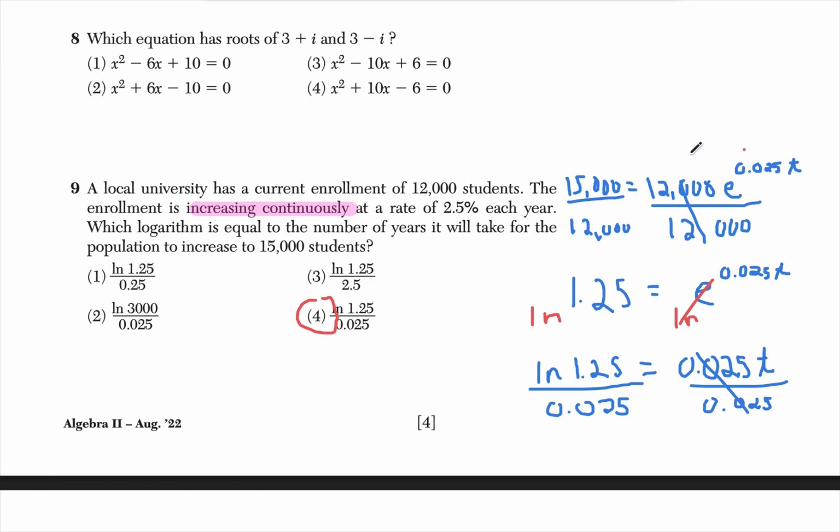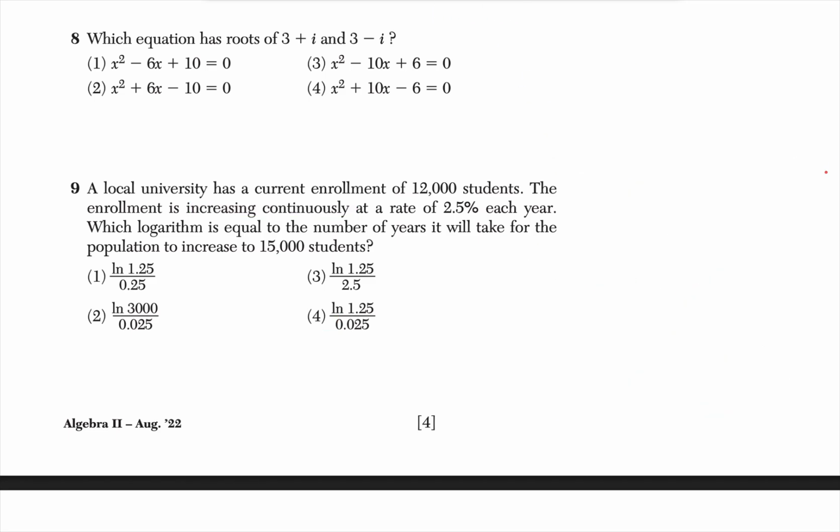If you can think about that beginning part, what would be your output function? This is always your initial value, whatever rate it is. Increasing continuously means you have to use that letter e. Moving on.